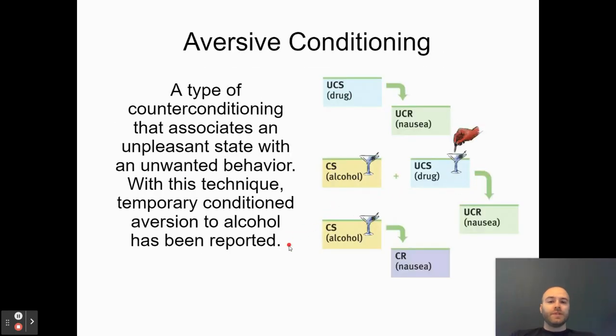So the other type is aversive conditioning, and this is a type of counter conditioning that associates an unpleasant state with an unwanted behavior. So with this technique, temporary conditioned aversion to alcohol has been reported, right? One big example of aversive conditioning would be if someone's an alcoholic or struggles with alcohol, they put a little nausea drug in their drink.